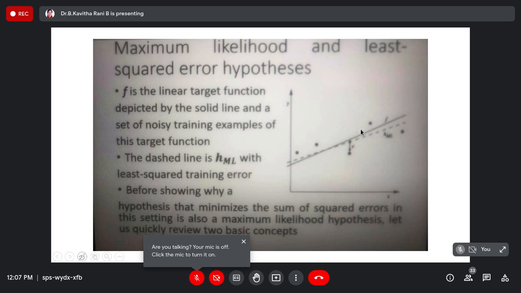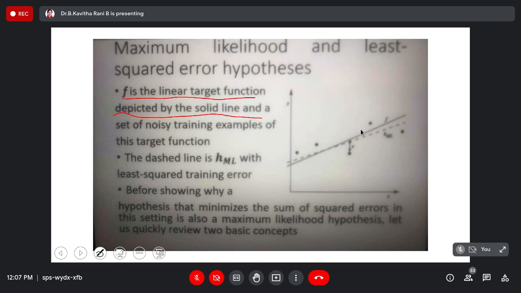Now if you see here, f is the linear target function depicted by the solid line, and a set of noisy training examples of this target function. చూడండి, ఎఫ్ మీకు కనిపిస్తుందా, ఫిగర్ లో ఎఫ్ అని డార్క్ లైన్ ఉంది. మన దగ్గర ఉన్న ట్రైనింగ్ డేటా తోటి మనకి ఏదైతే అవుట్పుట్ వస్తుందో అది డార్క్ లైన్.